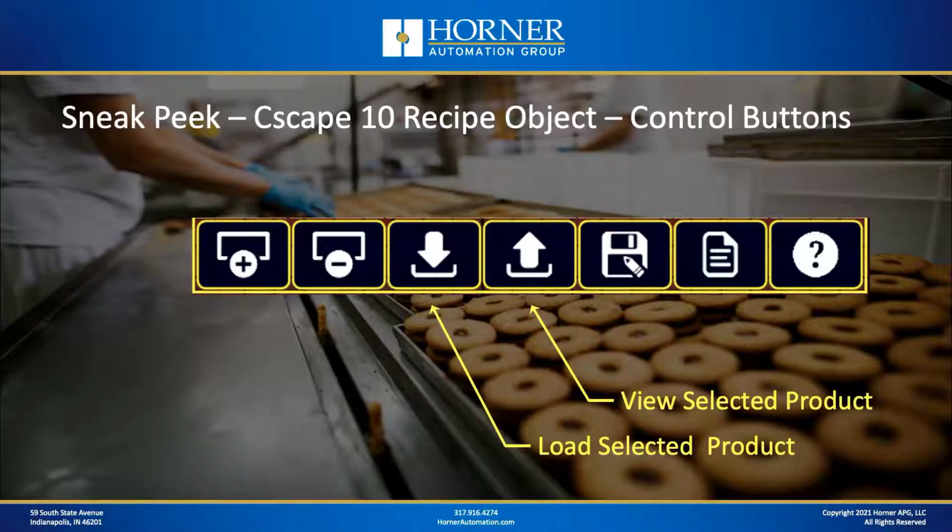The one that's going to be used the most is the Load Selected Product button, and you can see that's the down arrow type button there. If you want to load the recipe for a new product, that's the button you're going to press. If you just want to view a particular product, then you've also got a View button.